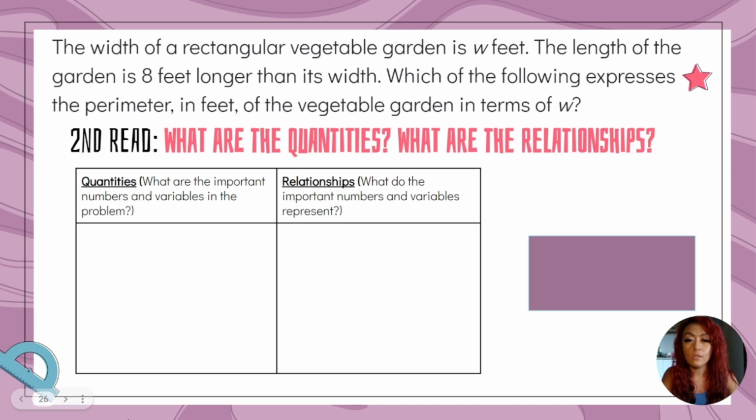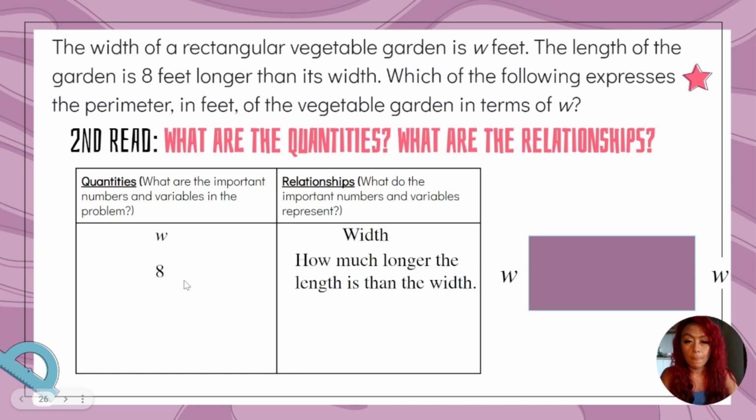So our quantities. We have W, and W represents the width of the rectangle. Now, we have 8, right? That is how much longer the length is than the width. But what about our length? What is our length then?